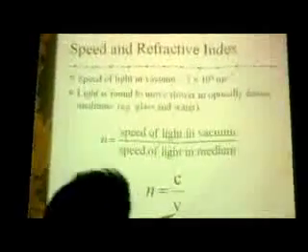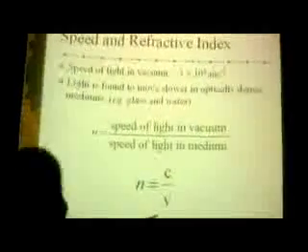And we have here another formula for light. n is equal to the speed of light in vacuum over the speed of light in the medium. n is equal to c over v. This is the speed of light in the medium, and this is the c. Okay, next.